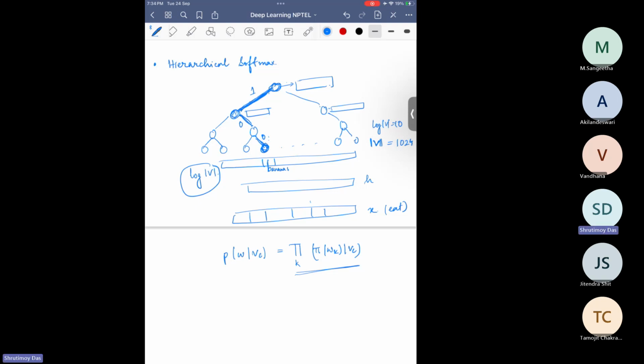So another type of representation that was covered was the GloVe representations.